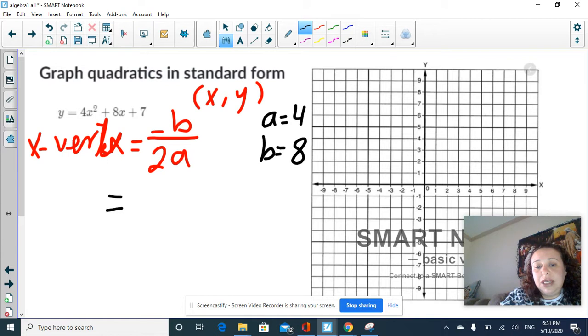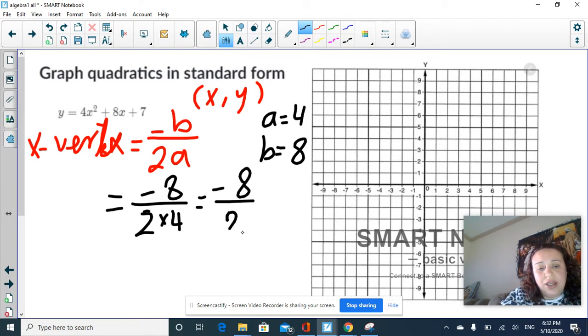Negative b, b is 8, negative b equals negative 8 over 2a means 2 times a. 2 times the value of a, which is 4. 2 times 4. That means we have negative 8 over 8. What is the quotient? Negative 8 divided by 8 equal what? Yes, equal negative 1. This is the x-coordinate of the vertex.